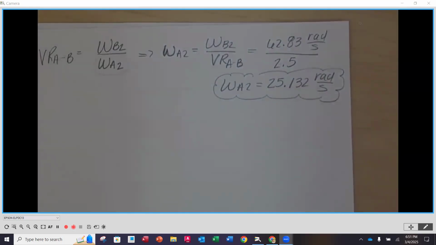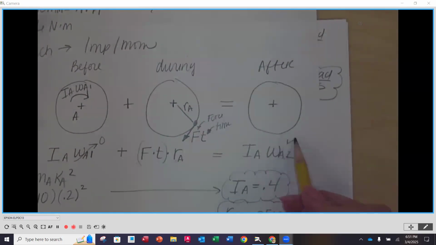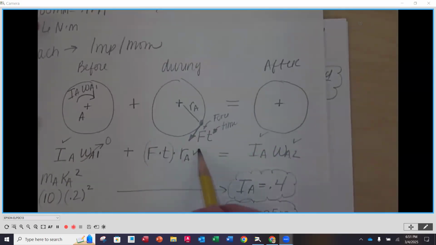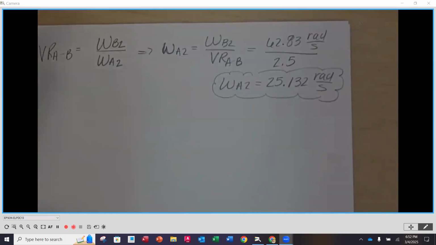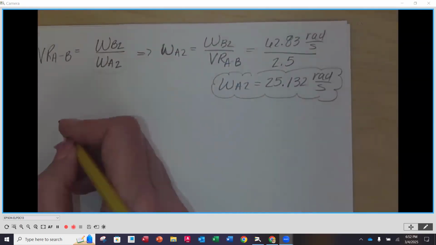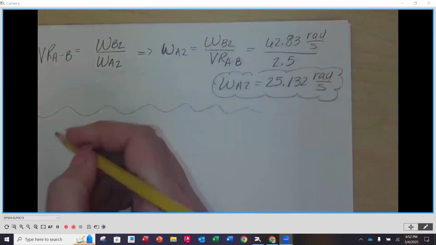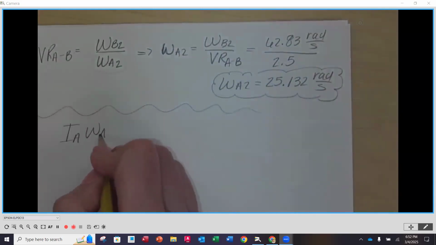So now if I go back to the previous step, I know my WA2, I know my moments of inertia, and I know my radius. So I'm going to solve this equation for the impulse, the force times the time. Okay, I don't know either one of those two, so I'm going to do that. I'm going to kind of go like this, and I'll rewrite this so that we know what's coming on. If you have it on the same page, you don't have to.